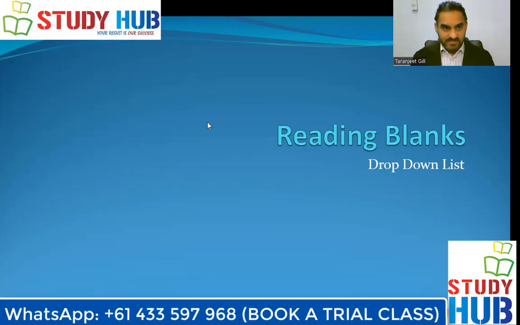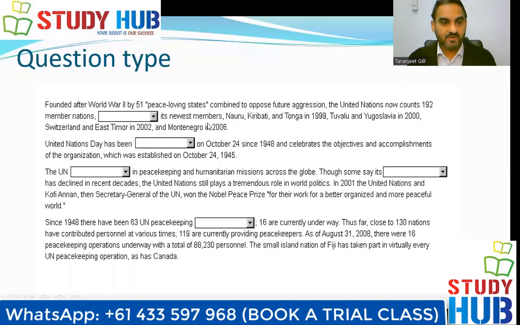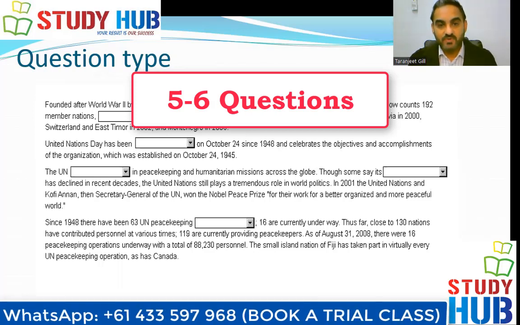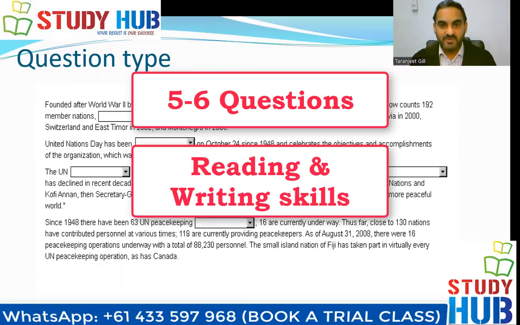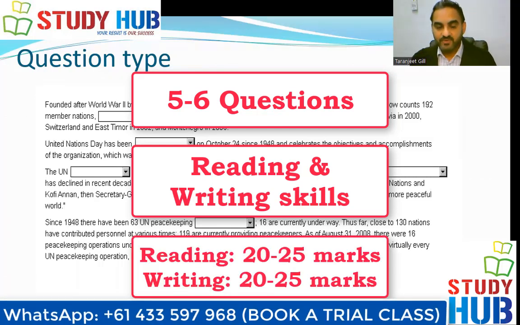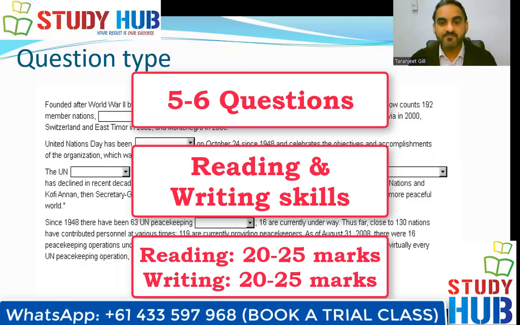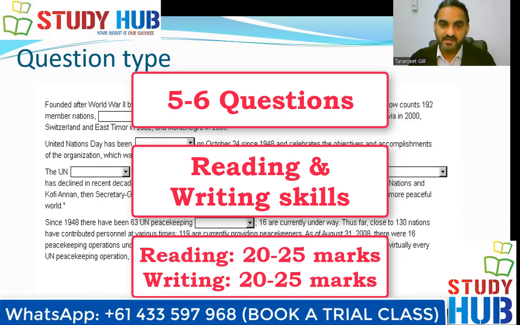For those who have not done this question before, this is what the question will look like. In the real exam, you will have around 5 to 6 of these questions, and they contribute score to your reading skills as well as to your writing skills. Roughly 20 to 25 marks to your reading and roughly 20 to 25 marks to your writing are contributed by drop-down blanks, or reading and writing fill in the blanks in reading.